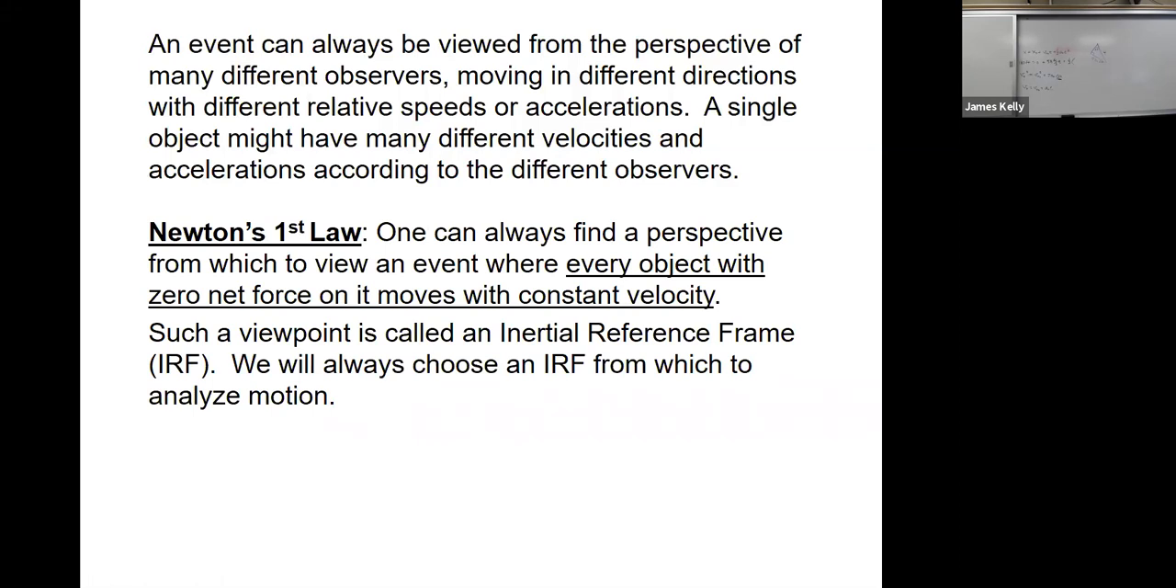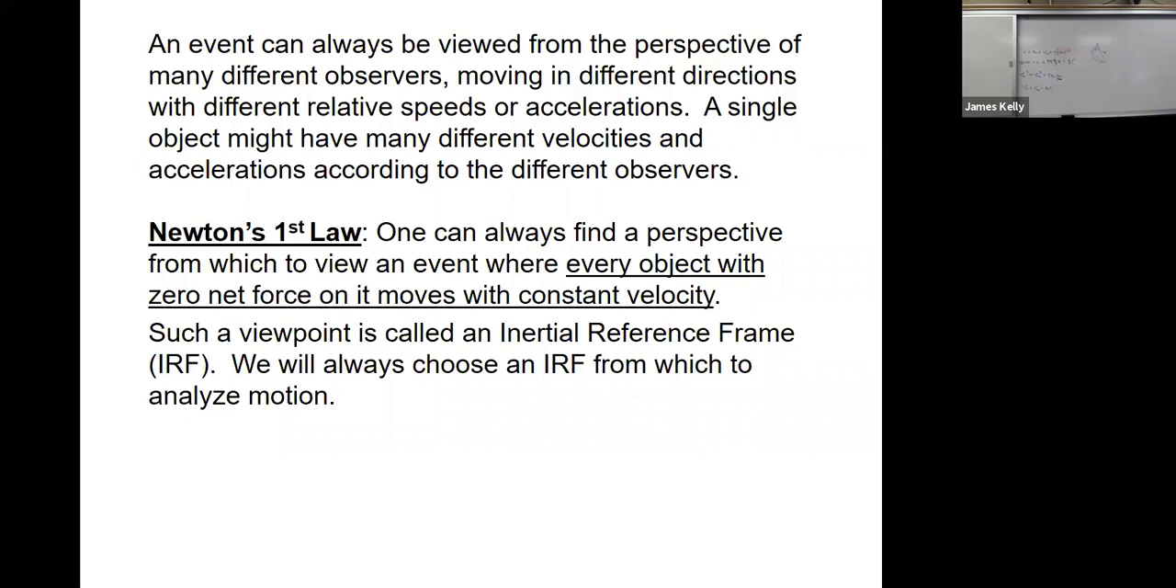Newton's first law states that it's always possible to observe events or an object from a point of view where every object with zero net force, that means if we add all the forces as vectors on the object and we find out they add to zero, the easiest way to get zero net force on an object is just there's no forces being exerted on it. Maybe it's in deep space, no gravity forces because there's no big masses near it anywhere, no electrical forces, no magnetic forces, that kind of stuff. So an object with zero net force on it will move with constant velocity.